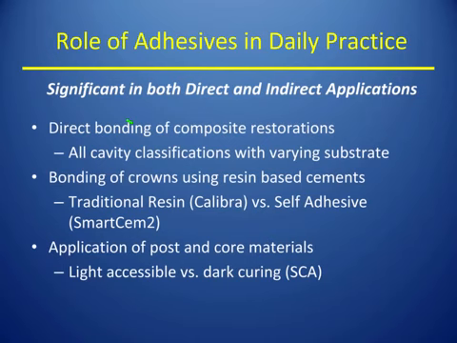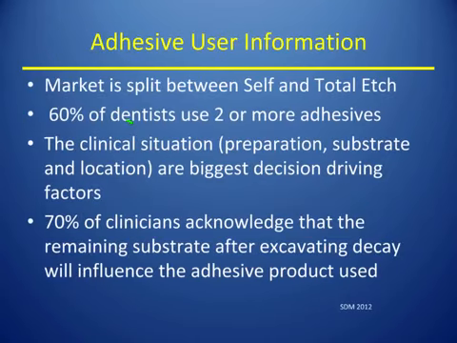The marketplace itself is very split between self-etch and total etch products. Most dentists, in fact, 60% or more, report that they use 2 or more adhesive products. Clinicians do acknowledge that the preparation, the location, and the substrate we're trying to bond to are all driving factors in what materials we use. And while clinicians tell us that they look at the substrate after they prep and then choose the adhesive product to apply there, I would argue that most of us are doing the opposite. We're picking a product and then applying that regardless of what the restoration or what the preparation looked like.